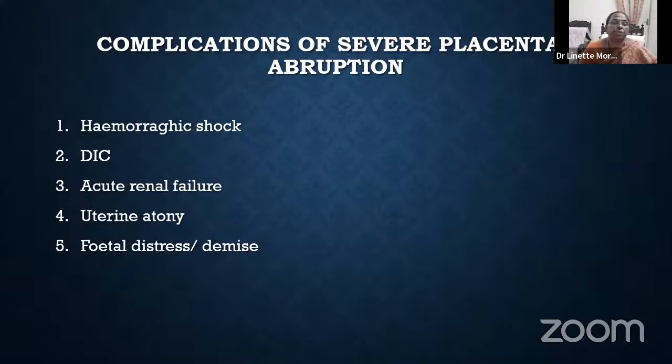So there is consumption of a number of factors like factor 1, factor 5, factor 8, which all can lead to a torrential bleeding. Patient may present with acute renal failure. Due to the presence of fibrin split products, there could be uterine atony, and this may precipitate a fetal distress or demise.